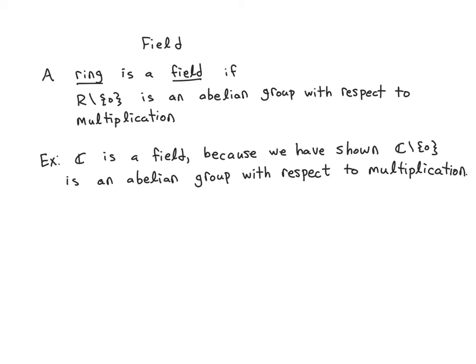As we already discussed, division by zero doesn't make sense. So 0 can't have an inverse. So if you take that away, everything else does.